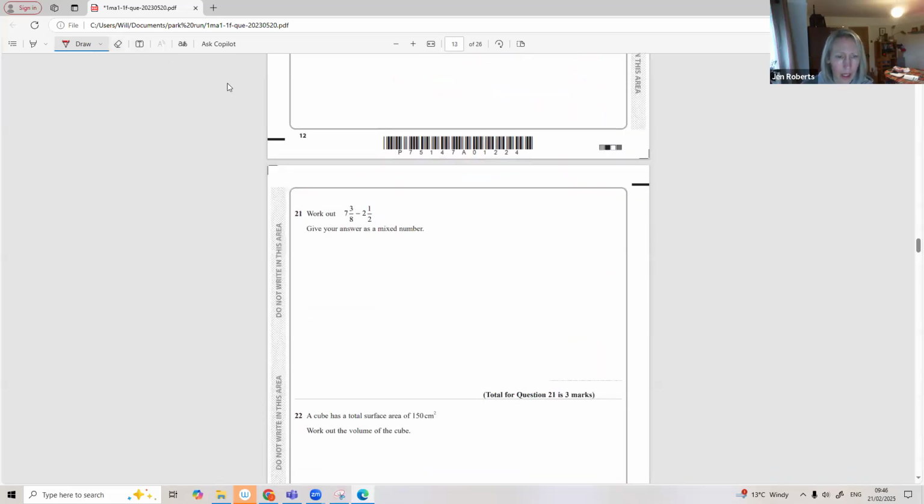Next one, work out 7 3/8 minus 2.5. I'm going to change them both into improper fractions first. 7 times 8 is 56, add 3 is 59. 2 times 2 is 4, plus 1 is 5.